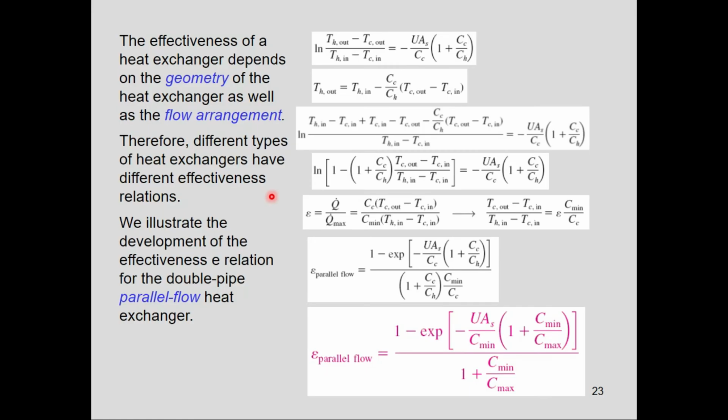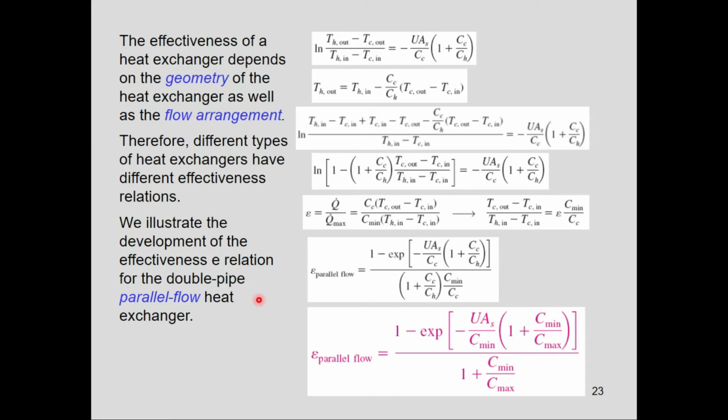Here is the derivation that I already mentioned in the previous slide: the effectiveness of the heat exchanger depends upon the geometry as well as the flow arrangement, right? There are different kinds of geometries and different kinds of flow arrangements, so we have to use different effectiveness values for different geometries and flow arrangements. Therefore different types of heat exchangers have different effectiveness relations.